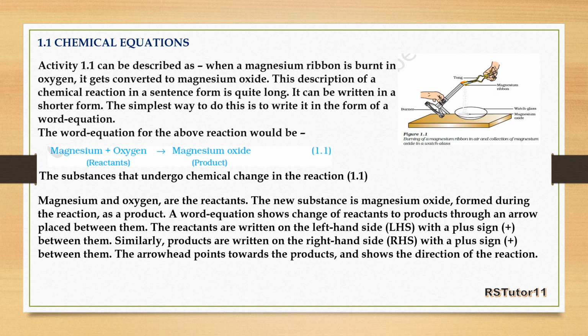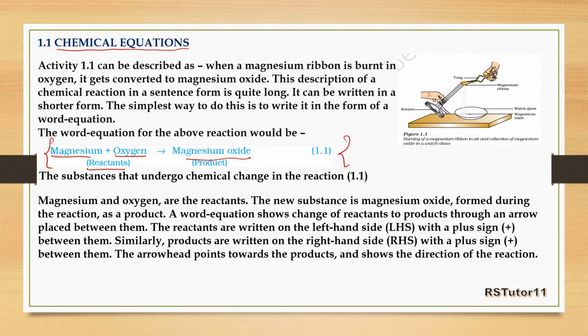So chemical equations. In activity 1, we came to know that when magnesium ribbon is burnt, we get magnesium oxide in the presence of air. So how? When a magnesium ribbon is burnt in oxygen, it gets converted into magnesium oxide. This description of the chemical reaction in sentence form is quite long, so it can be written in a shorter form. The simplest way to do this is to write it in the form of a word equation. That is, magnesium, these are the reactants. When magnesium reacts with oxygen, we get magnesium oxide. Okay. So this is a word equation.